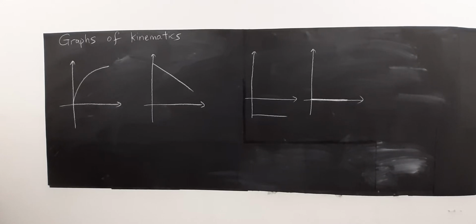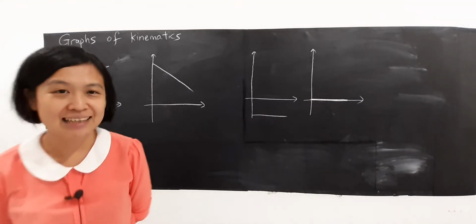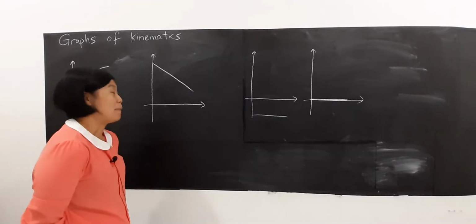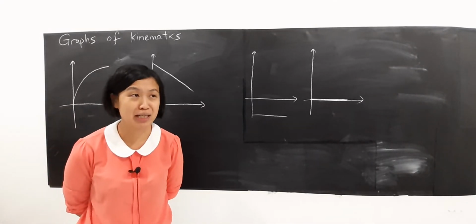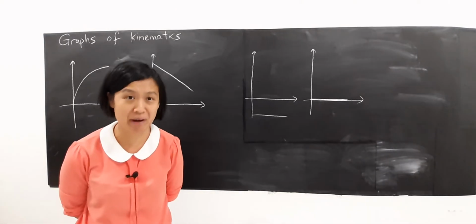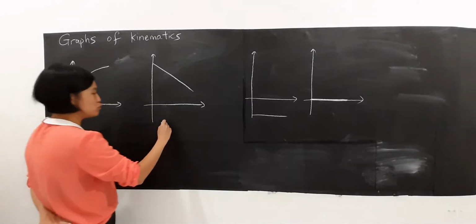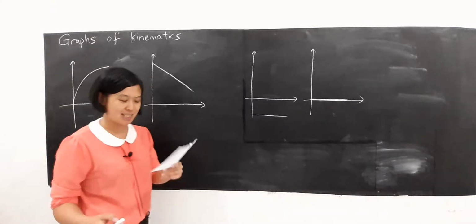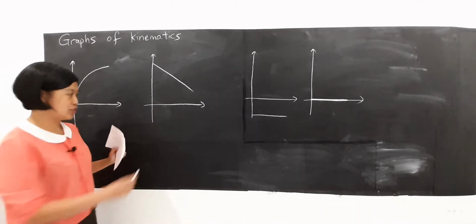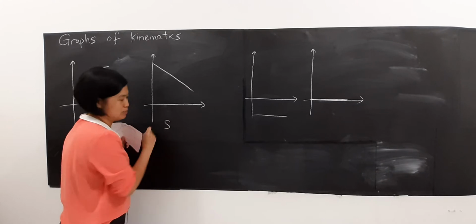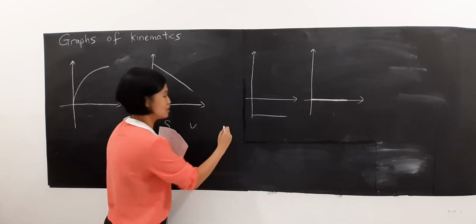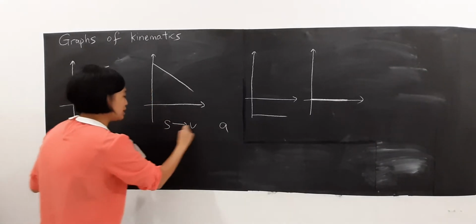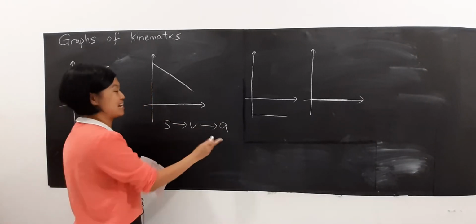So for this session, let us look at graphs of kinematics again. Let us apply what we learned in the previous session on this pattern of graph. First step, we try to arrange the quantities according to this pattern, which is, as I said before, displacement, next one velocity, next one acceleration. We must arrange the quantities as follows.